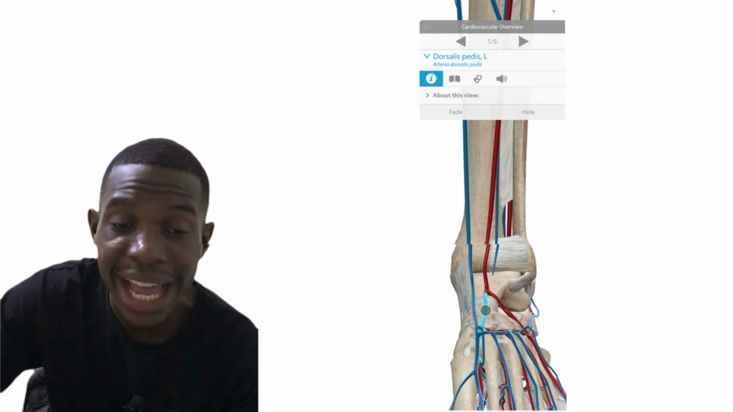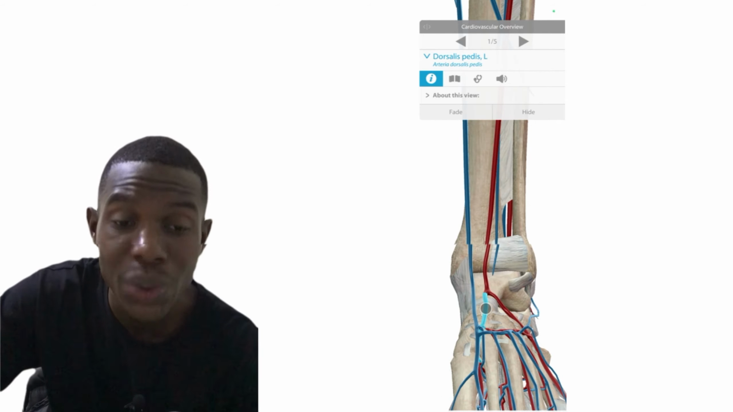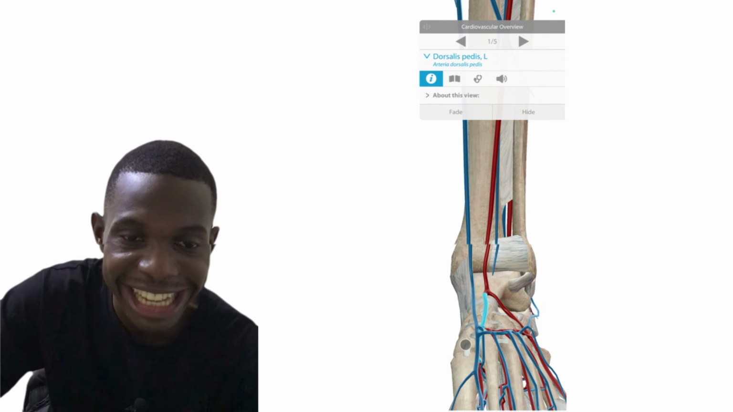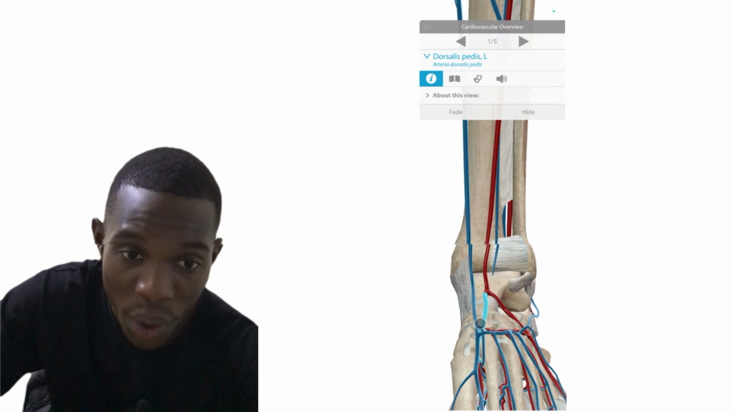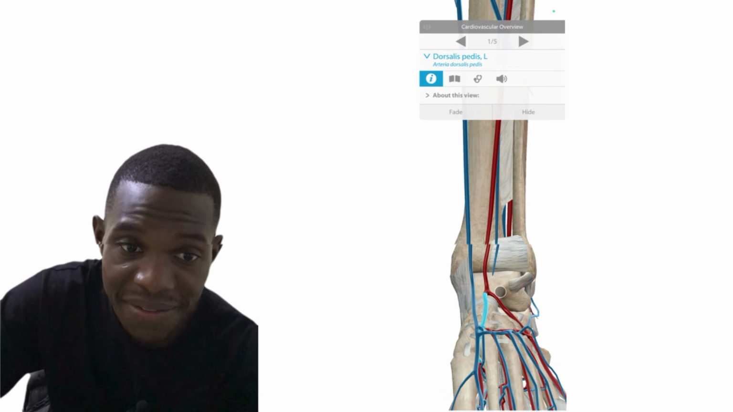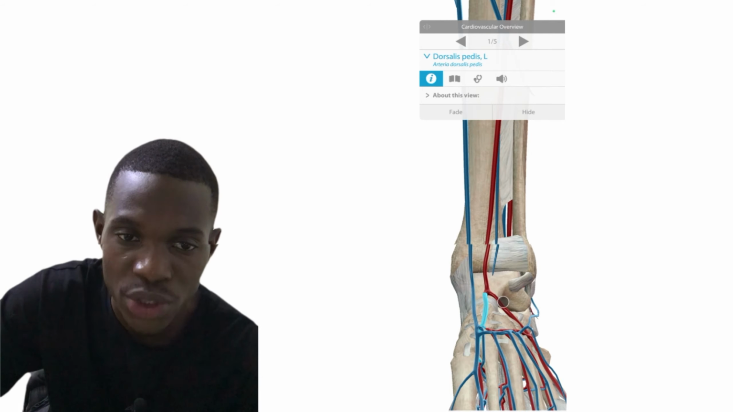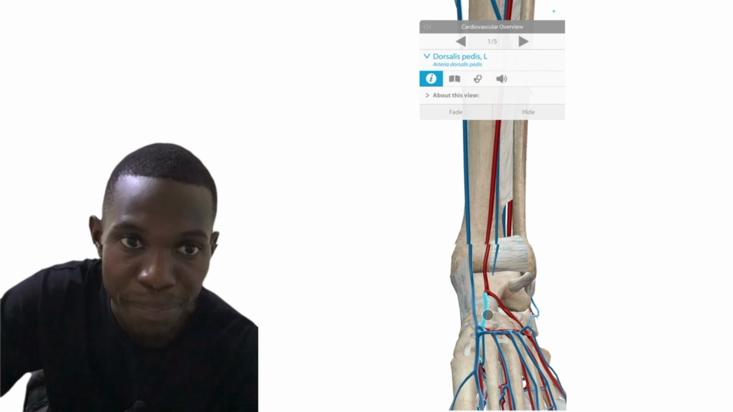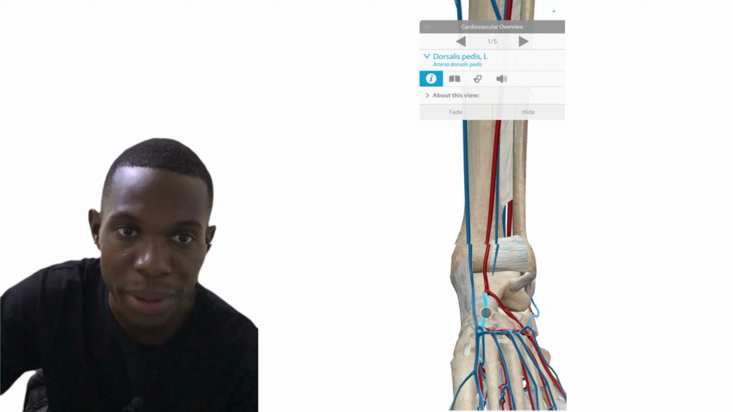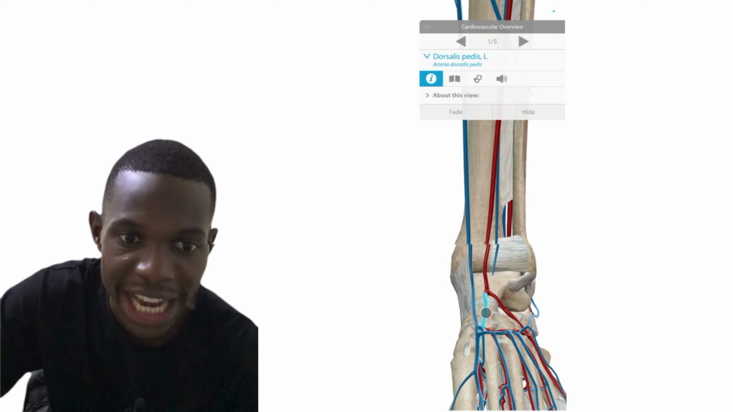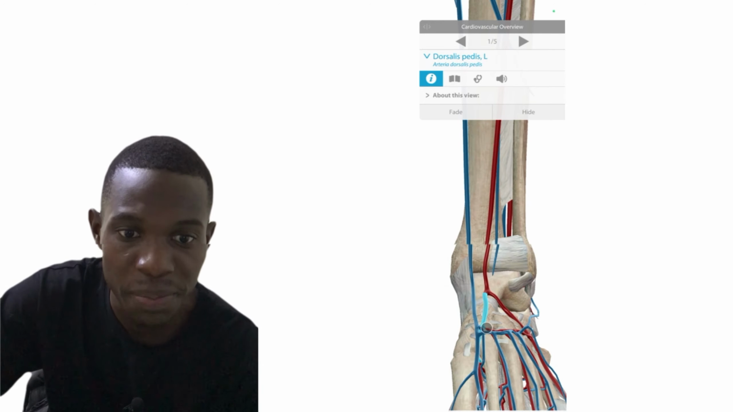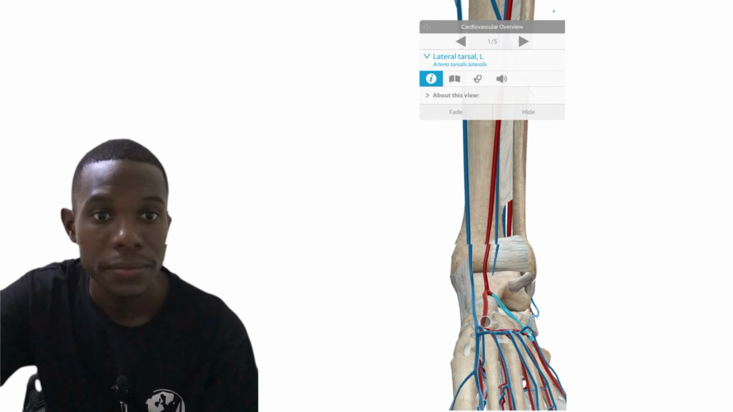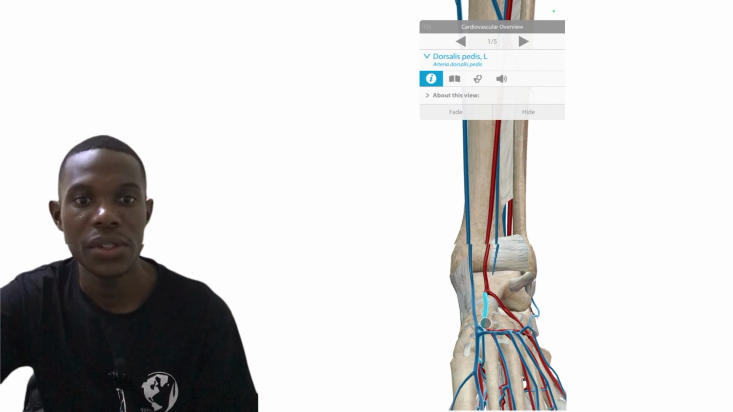So the artery will be sandwiched, sort of like it will be between two tendons. One here at the medial aspect, we're going to have the tendon of the extensor hallucis longus. At the lateral, we're going to have the tendon of the extensor digitorum longus. And then between those two tendons, we can feel the pulsation of the dorsalis pedis artery, right? So, done.